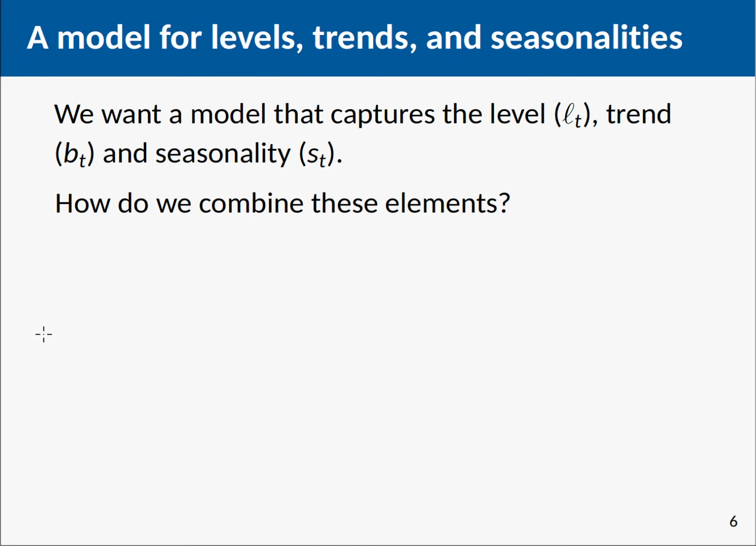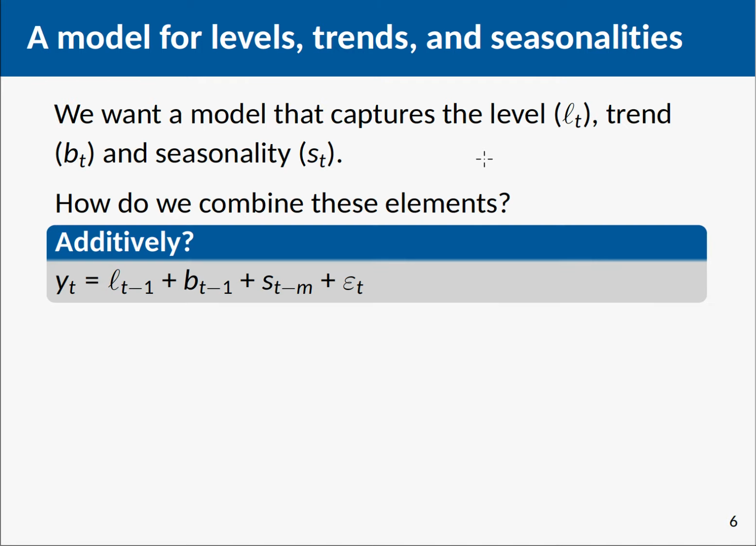Okay, so what we want is a model for the underlying level, trends, and seasonality. We want a model that could capture the level, which is going to be denoted by LT, the trend, which is going to be denoted by BT, and seasonality, which is going to be denoted by ST. So the idea here is, if we ask ourselves, well, how do we even combine these elements? If we can break down a time series into these different components, the underlying trend, the underlying level, and seasonality, how do we combine these elements?